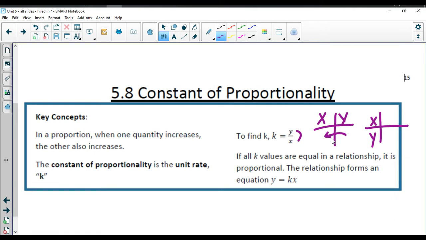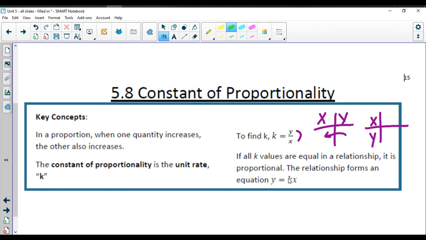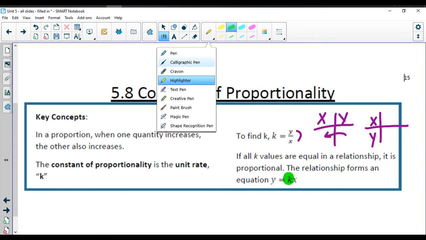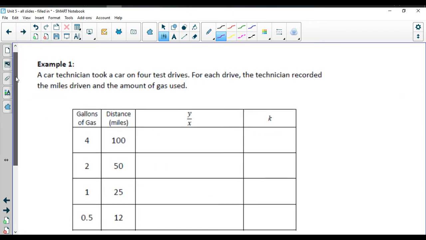If we are looking at a whole bunch of tables and we have all these different values, if we find the k value for each and every single data point and they're all equal to each other, the relationship is proportional. It gives us this equation y equals kx, and when we get here, this k in our equation is actually going to be replaced by a number. So let's jump into a couple examples and see what we can find out here.